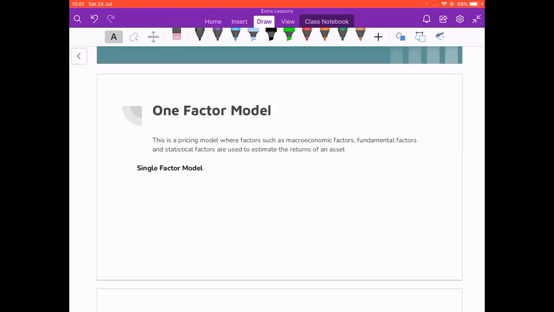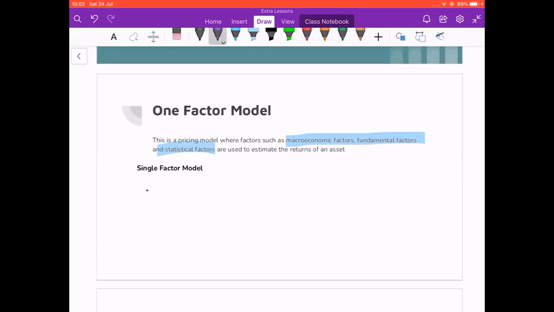I am not going to go into details about the specific fundamental, macroeconomic and statistical factors, but you can learn them on your own because you just have to state them. The first one we can do is the single factor model because it's much simpler. Here we will look at how the returns of an asset are affected by one factor. There are no multiple factors affecting our asset.